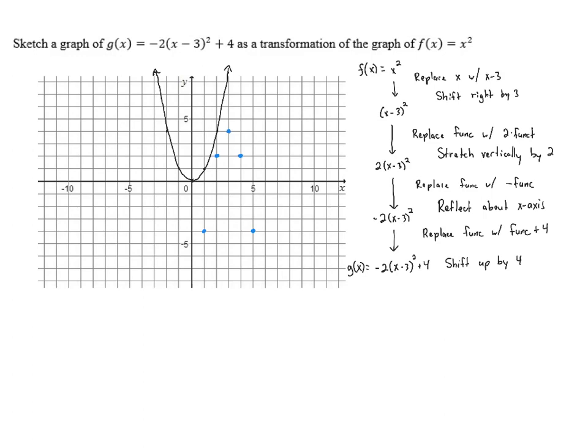So what we're going to do is we're just going to use the points that we've got, and we're going to draw in a beautiful downward opening parabola. And this parabola is the graph of g of x equals -2 times the quantity x minus 3 squared plus 4, which is our final answer.